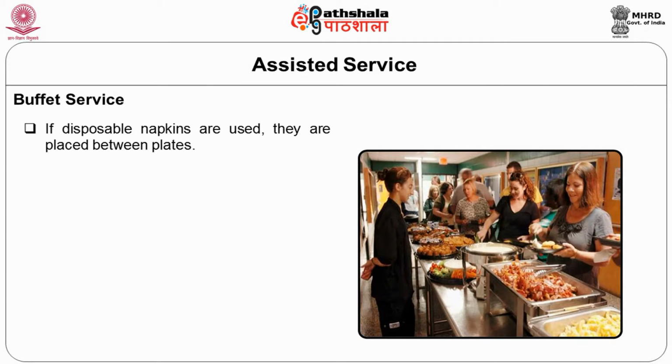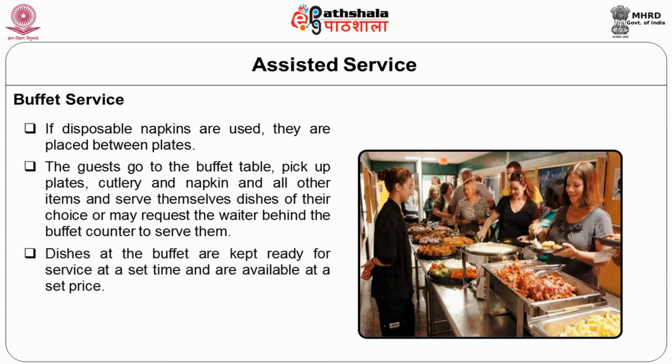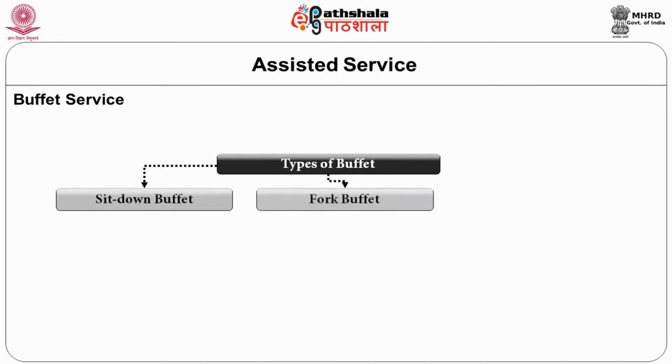If disposable napkins are used, they are placed between plates. The guests go to the buffet table, pick up plates, cutlery and napkin and all other items and serve themselves the dishes of their choice, or they may request the waiter behind the buffet counter to serve them. Dishes at the buffet are kept ready for service at a set time and are available at a set price. Now there are three types of buffet which we will see one by one.